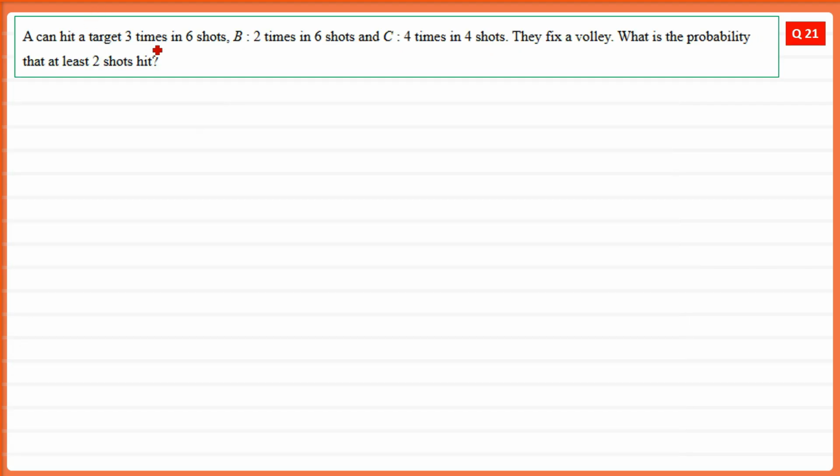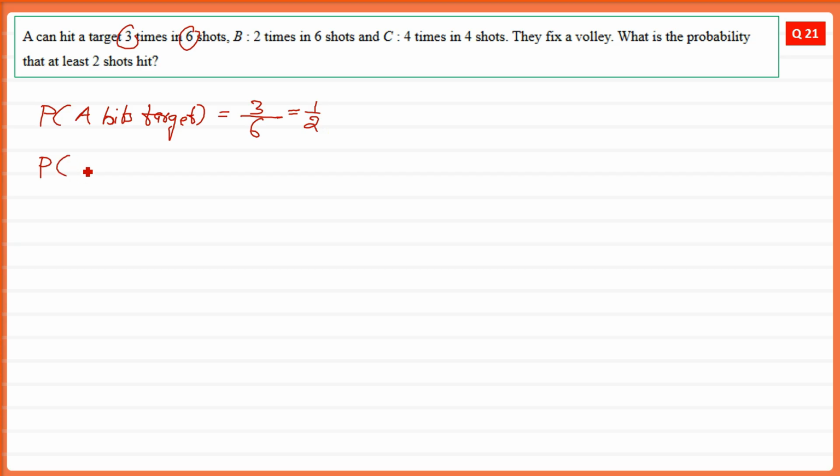A can hit a target 3 times in 6 shots. So let's write the probability now here. So we'll read the question as it comes: A can hit the target 3 times in 6 shots. So the probability of A hitting the target is 3 out of 6. That is, in all 6, which is the total number of cases, 3 are the favorable cases. So 3 divided by 6 is 1 by 2.